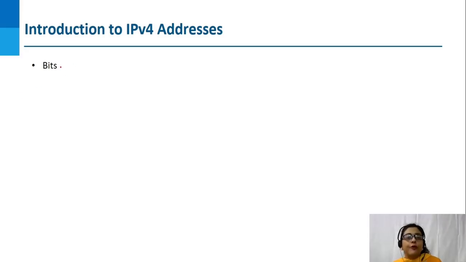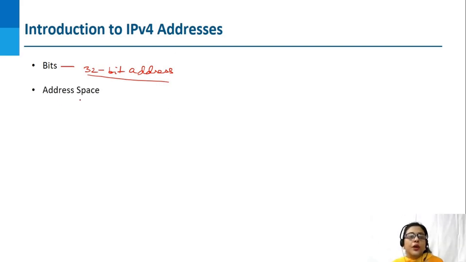Now, IPv4 is a 32-bit addressing scheme. 32 bits means the address consists of 32 bits. So, if there are 32 bits in an address, how many addresses will be there? 2 to the power 32 addresses. So, this is the addressing space of IPv4.